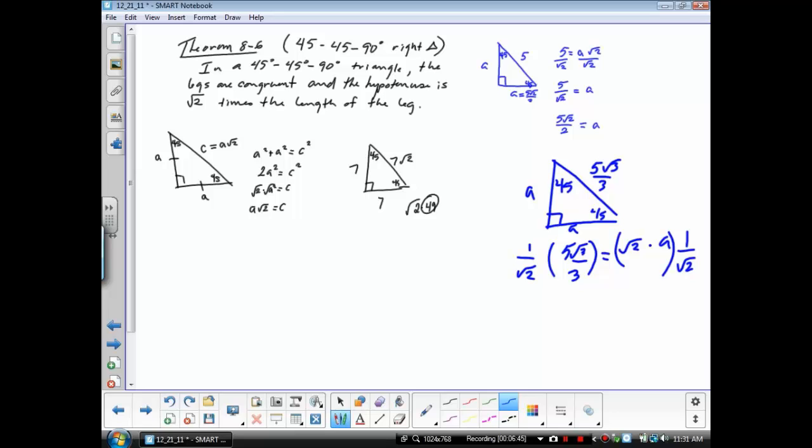Which means this is going to be 5 root 3 over 3 root 2. Because 3 times root 2 and 5 root 3 times 1.